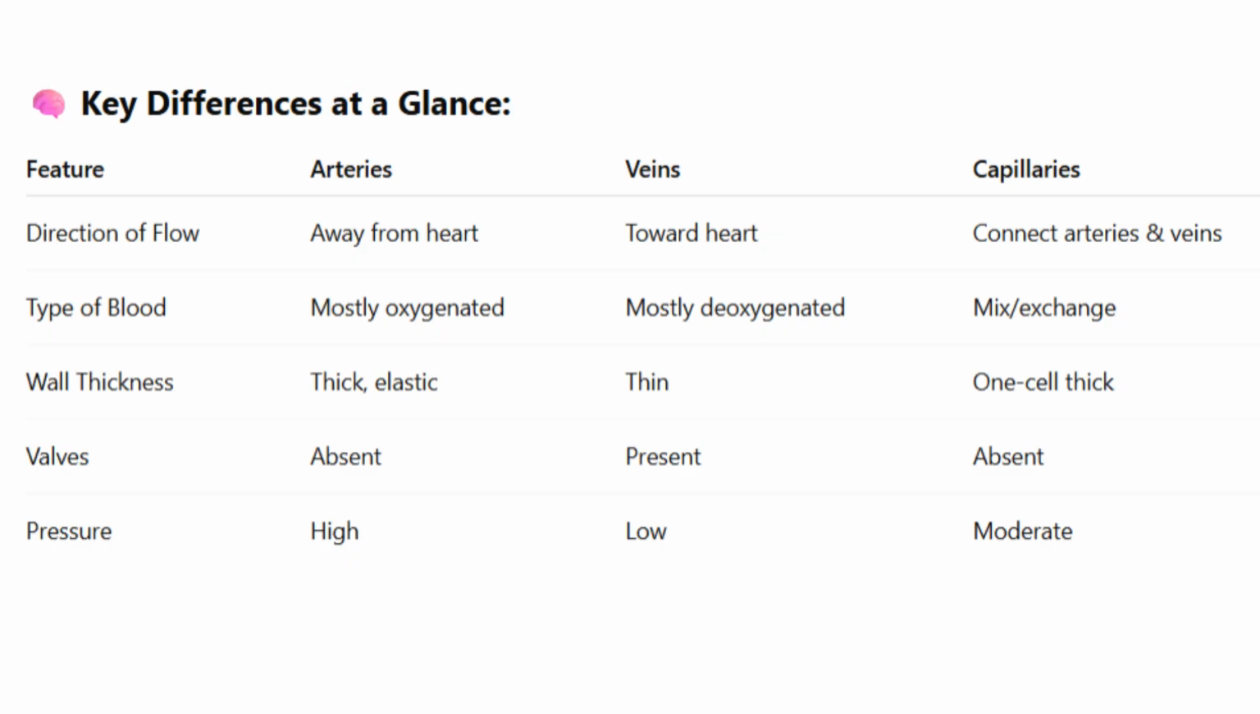4. Valves. Arteries do not have valves. The blood flows under high pressure. Veins have valves to prevent backflow of blood. Capillaries also have no valves.